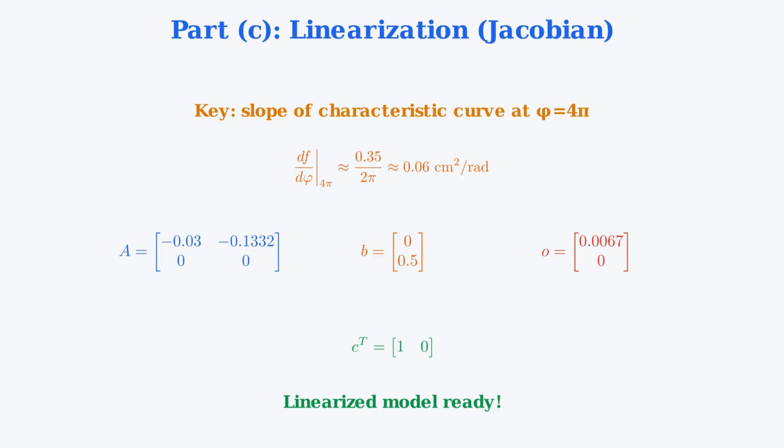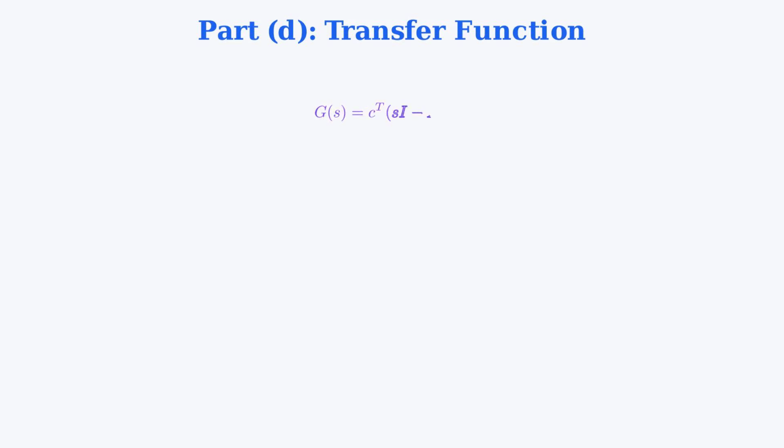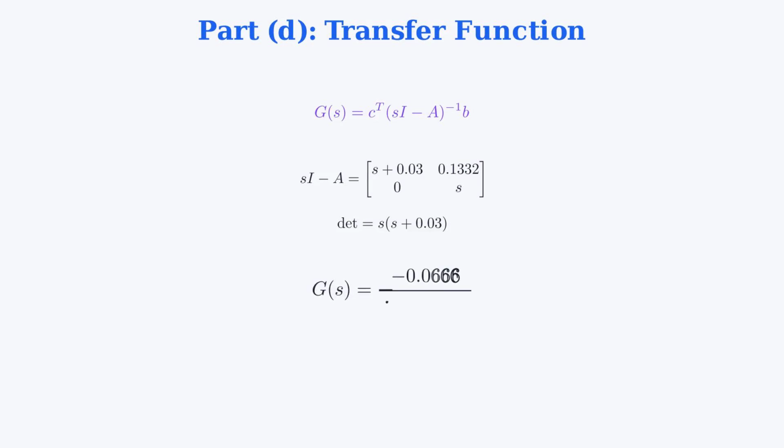The disturbance vector is 1 over A equals 0.0067, 0. Part D. Compute the transfer function. Using G of s equals C transpose times the inverse of sI minus A times B, the matrix sI minus A is s plus 0.03, 0.1332, 0, s. The determinant is s times s plus 0.03. Multiply C transpose, the inverse, and B.